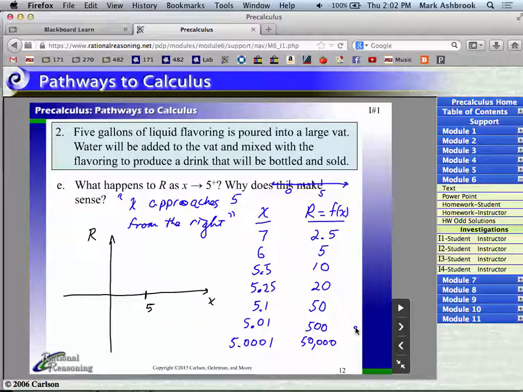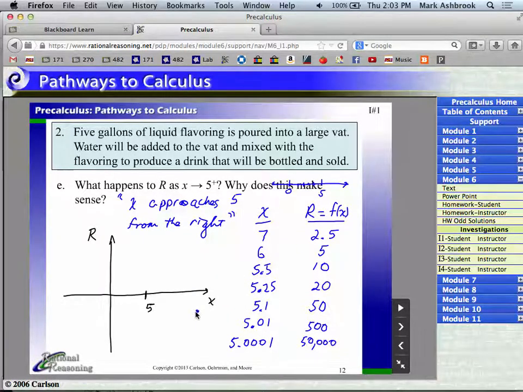Yeah, so we can keep putting a smaller and smaller fraction of water in there, and as we do that, how many times greater the amount of flavoring is to water is just going to skyrocket, right? It's just going to skyrocket. Okay, so let's see what happens with the graph then.